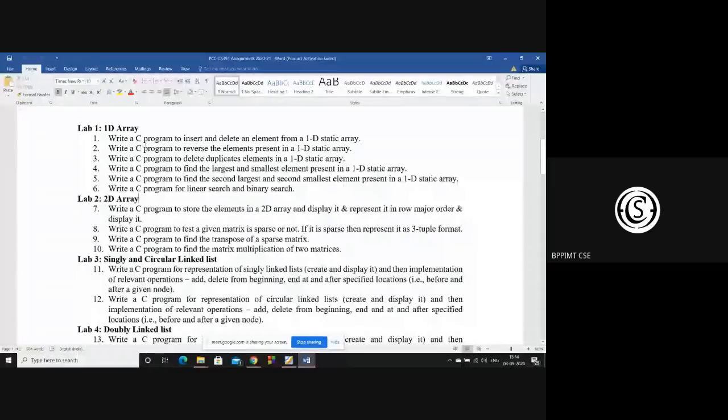Okay, students, these are your assignments, and submit these assignments by Sunday. First, write a C program to insert and delete an element from a 1D static array. Next, reverse the elements. Am I audible?